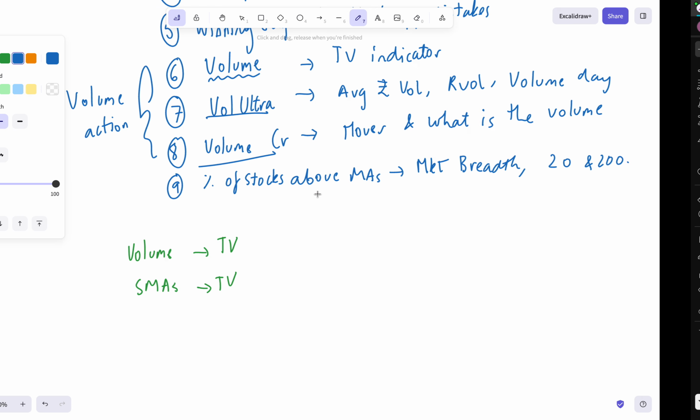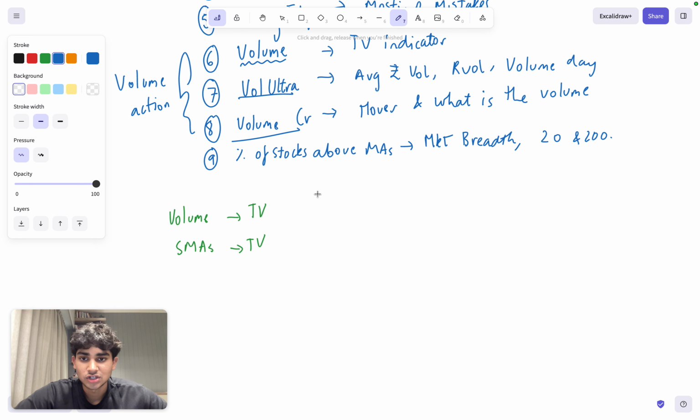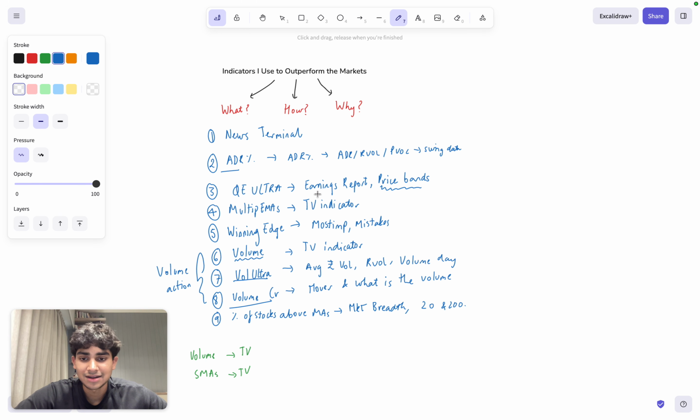But overall, these are the indicators that I have used that have actually changed my trading, right? These 8 or 9 indicators have completely changed my trading and have taken me from being a novice to what I consider would be a professional, right? These 9 indicators have changed everything for me.